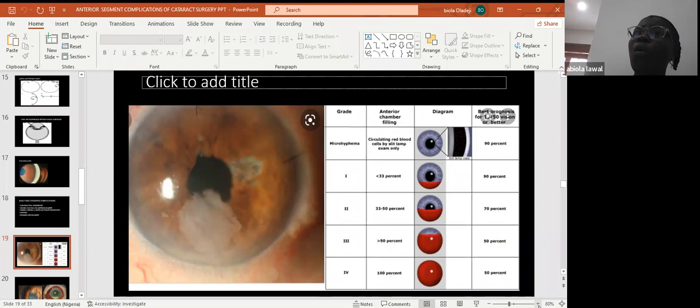You just need to monitor the patient. You want to see them within a week. You want to check their pressure. You want to see how it's clearing. And if it's not clearing and there's associated raised intraocular pressure, it may be good to do a washout of the anterior chamber.